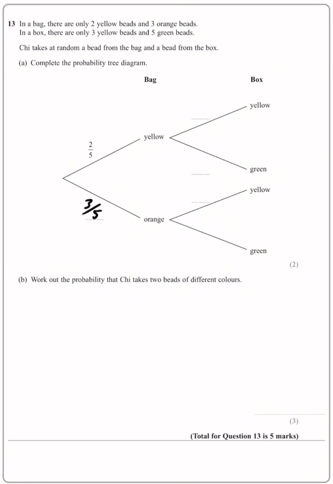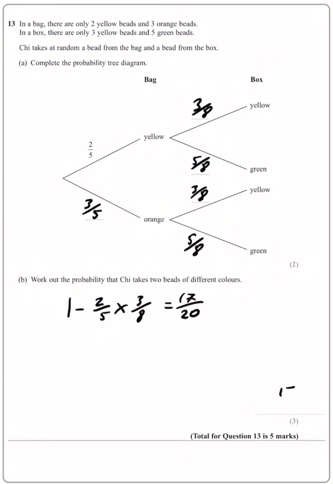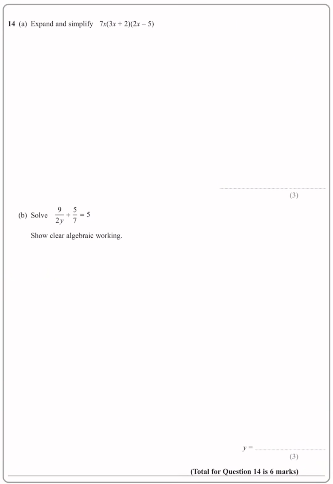Question 13a needs to add up to 1, so the probability of orange is going to be 3/5 from the bag, and then from the box we've got 3/8, 5/8, 3/8, 5/8. For B, the only way they could be the same colour is if you pick a yellow and a yellow, so I'm subtracting 2/5 times 3/8 from 1. There's a little shortcut, comes out as 17/20 for B. You can do that in a longer way if you prefer.